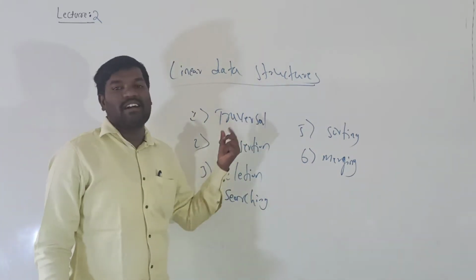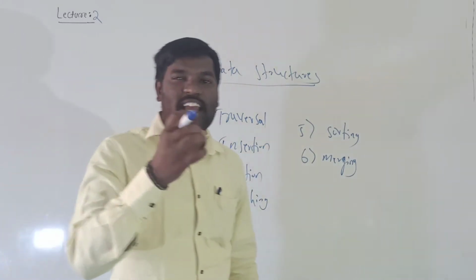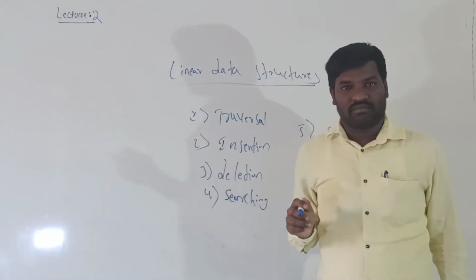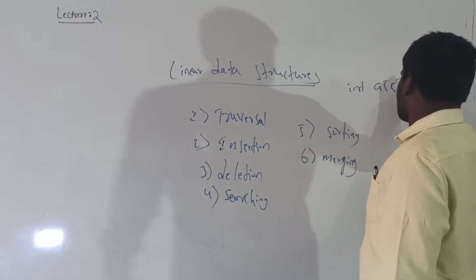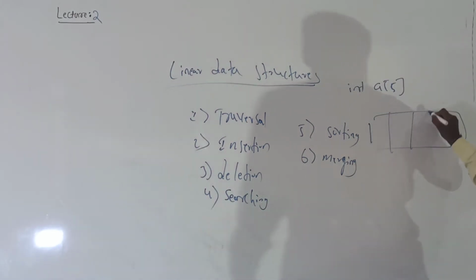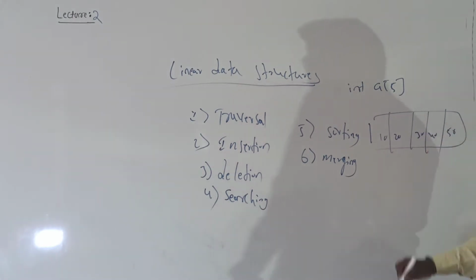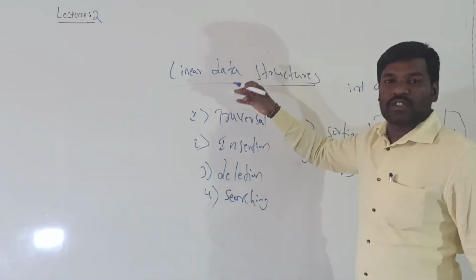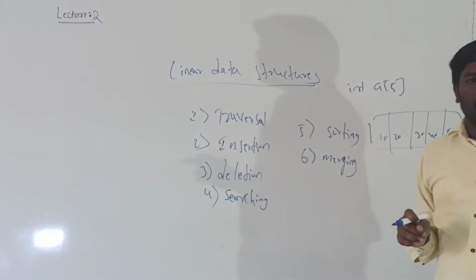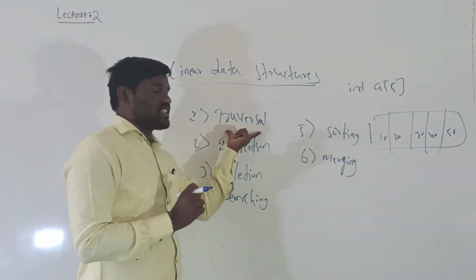First one is traversal. Here traversal indicates accessing the elements at least once. For example, if I declare int a of 5, it means that 5 elements are stored: 10, 20, 30, 40, 50. So here traversing the elements means at least once we can visit the element. At least once it accesses the elements, that is nothing but the traversal.